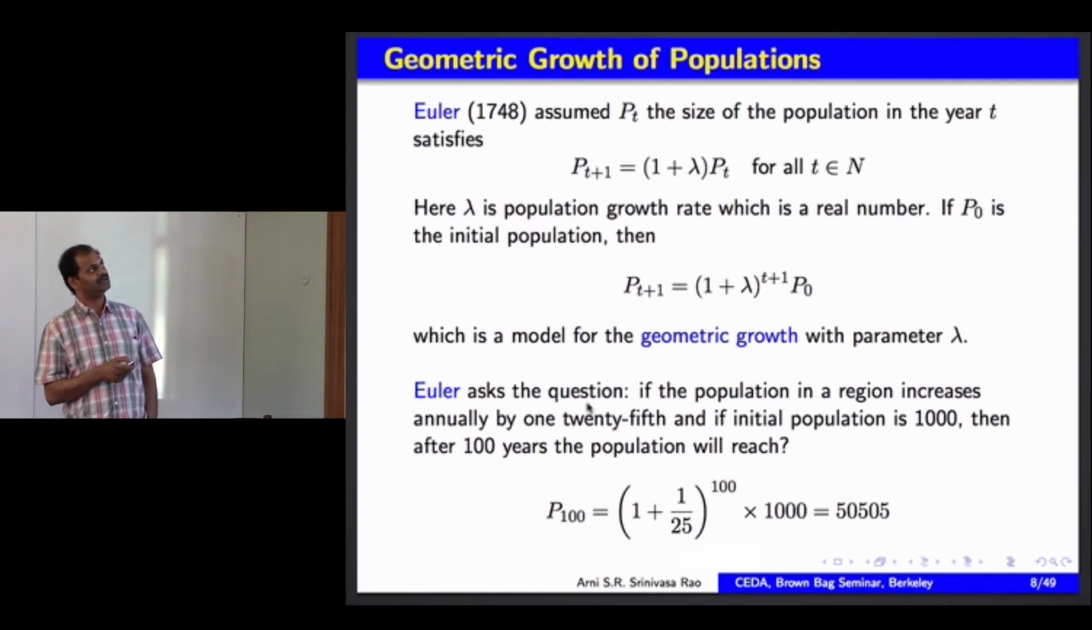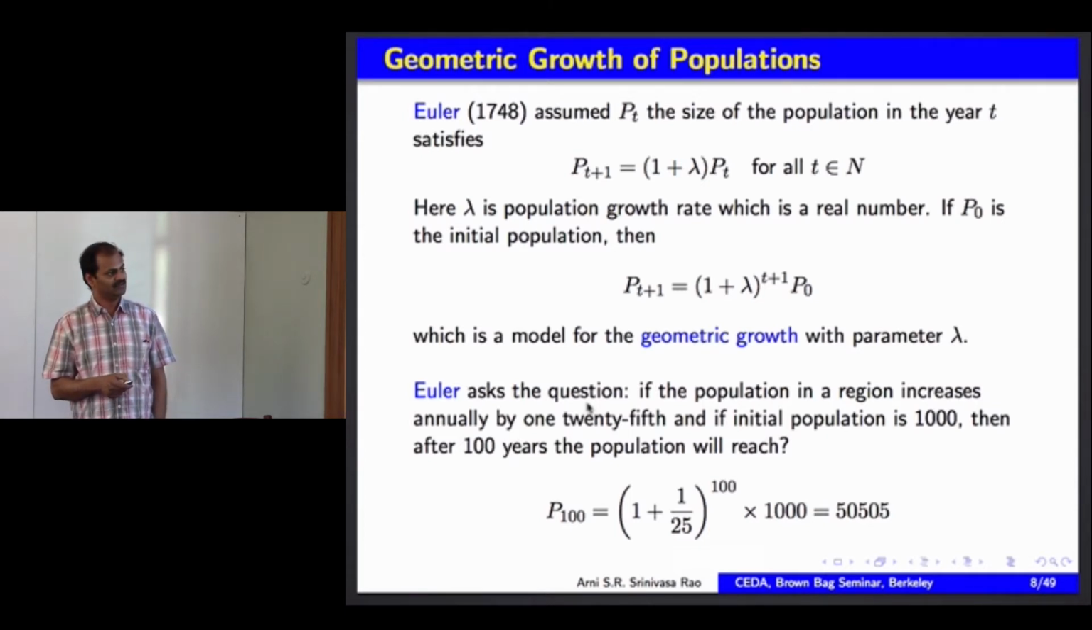And then Euler went ahead and brought this equation, P_{t+1} = (1 + λ) P_t, for real growth, where λ is the population growth rate, which is a real number he assumed. When P_0 is the initial population, P_{t+1} = (1 + λ)^{t+1} P_0. This is what Euler brought up, the model for geometric growth. So again, population dynamics and geometric growth are related. That's how population dynamics contribute to geometric growth type equations.